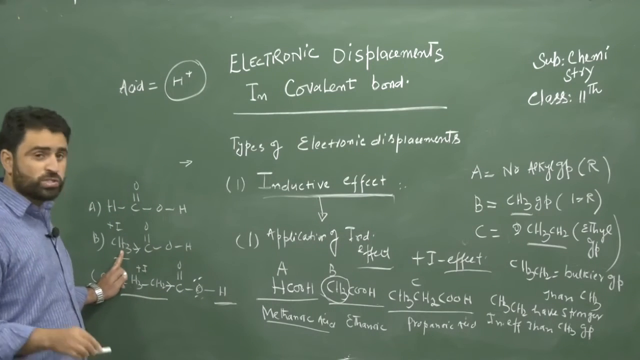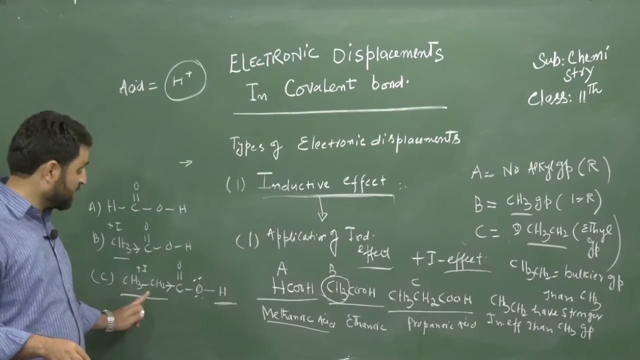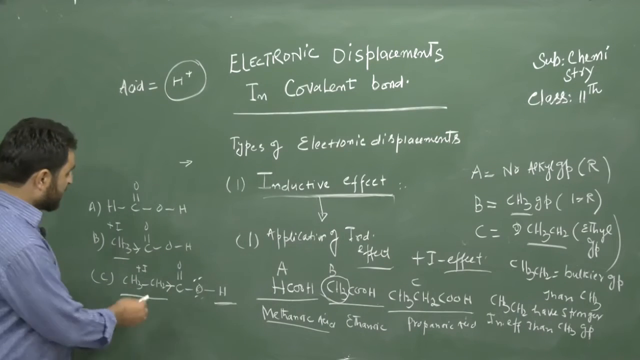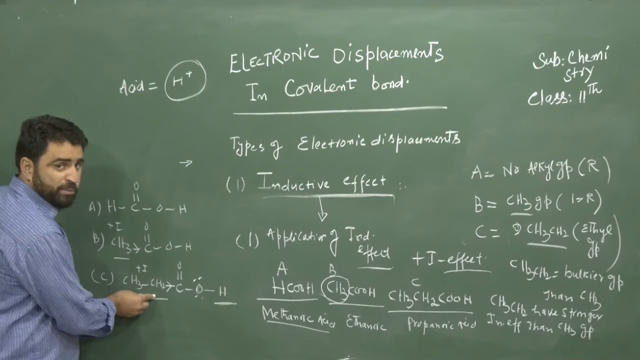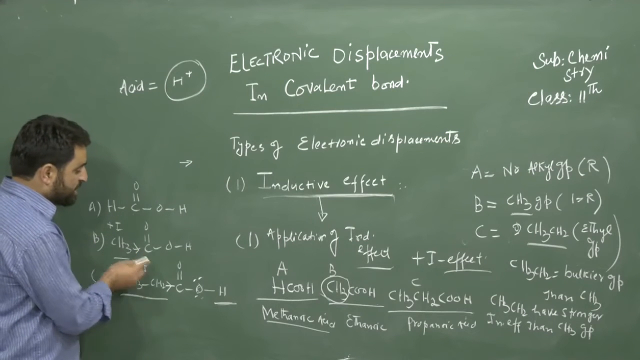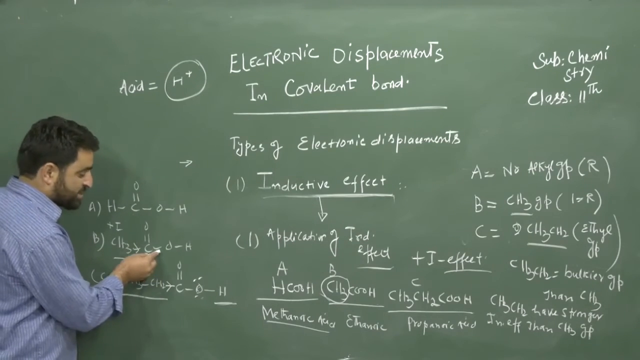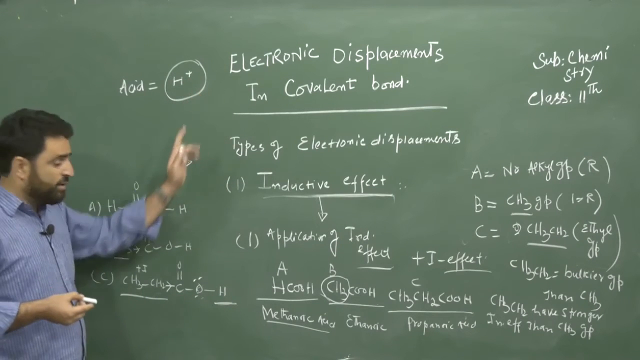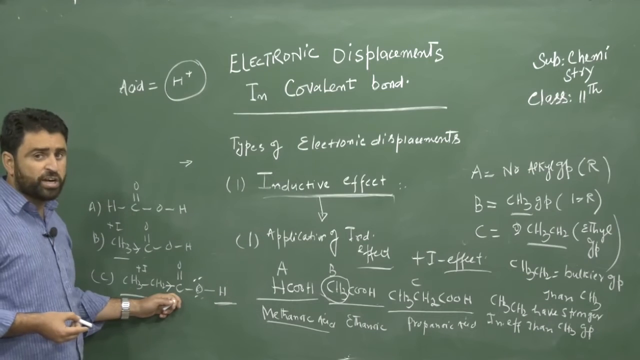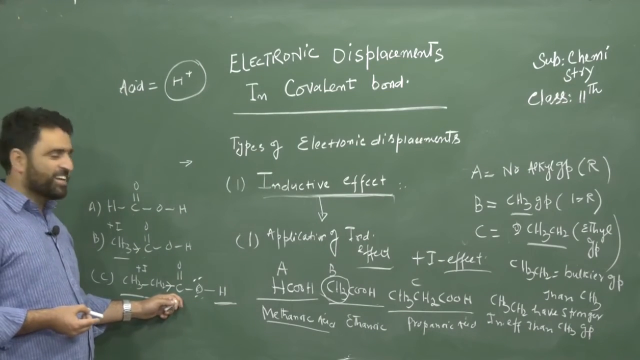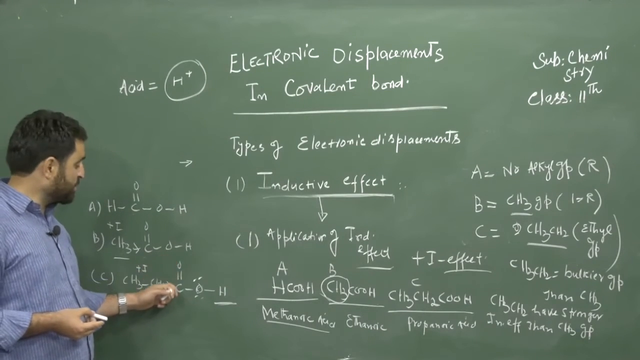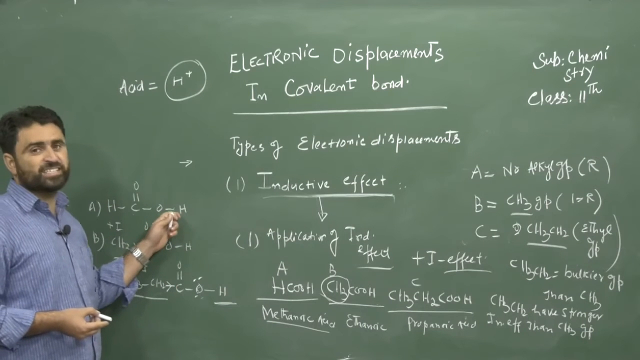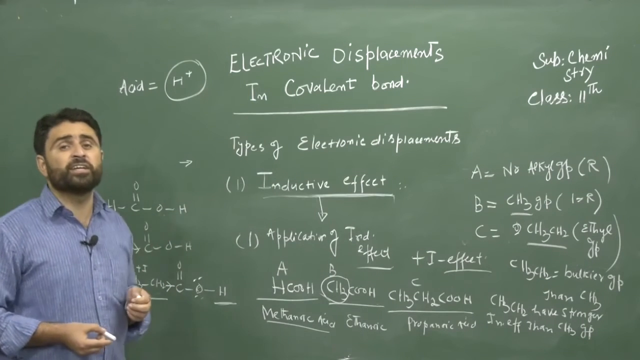This CH3 shows a weaker inductive effect than this. Therefore it releases electrons less efficiently than this, meaning this is a weaker acid than that one. Because acid is anything that gives H positive more readily. When it does not give H positive readily, this is a weaker acid, and this is the stronger acid as compared to this. But this is the strongest acid because it does not contain any alkyl group.